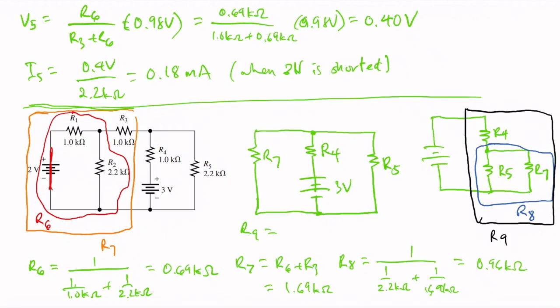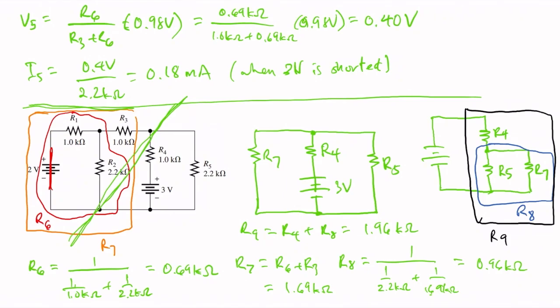It's just R4 plus R8. Which means that since R4 is 1 kilo ohm, this will be 1.96 kilo ohms. Okay, it's a bit familiar. And that's because the circuit is actually symmetric. Of course I could have started with that, but it's easier like this, especially if you're applying the superposition theorem first.